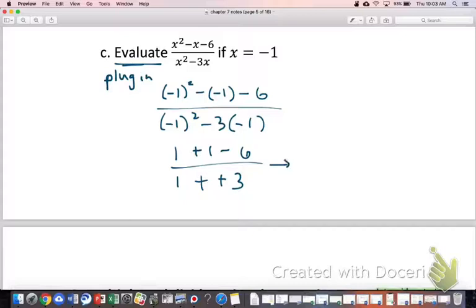Okay, so then 1 plus 1 is 2. 2 minus 6 is negative 4. 1 plus 3 is 4. And then finally, I go ahead and do the division of the fraction, or I reduce it down to negative 1. Saw a lot of those as I was walking around. So I was hoping that was going to be the answer.